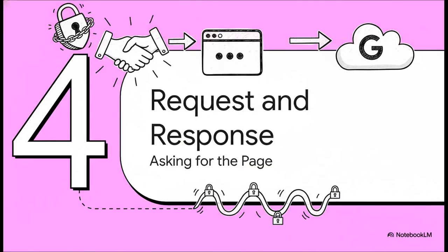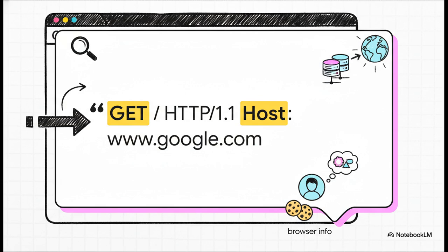Phew. Okay, so the address is found, the connection is stable, and the line is secure and private. The handshakes are done. Now, and only now, can your browser finally ask for the web page. And you know, after all of that complex, high-tech setup, the actual request is surprisingly simple. It's basically just this little text message.